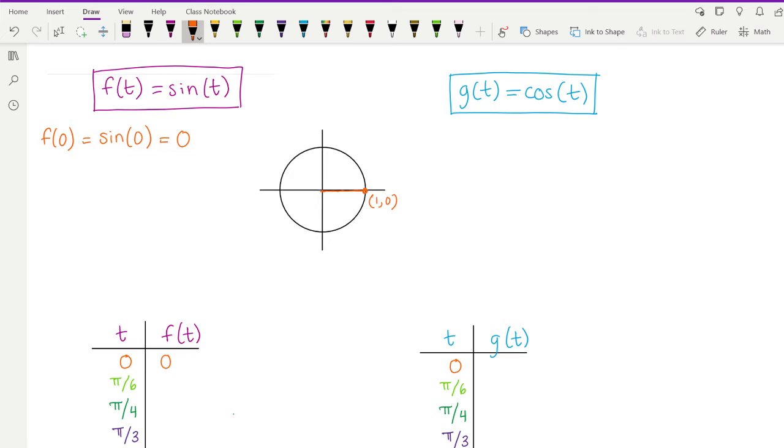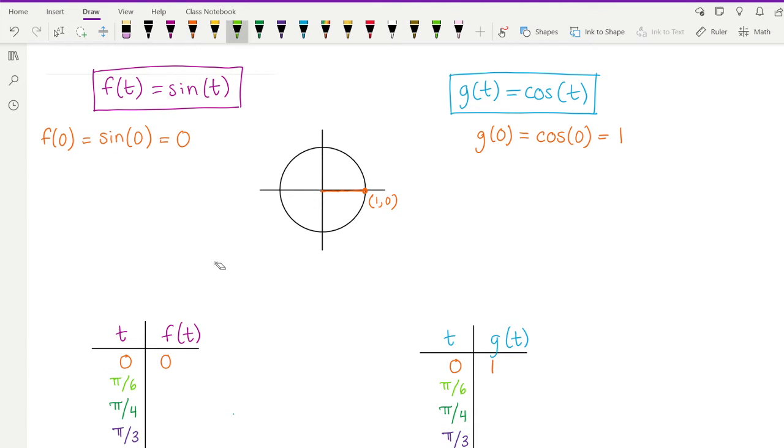On the other hand, for cosine, if we want to evaluate g of 0, we know that that corresponds to the x coordinate on the unit circle. So g of 0 would mean cosine of 0, and that is equal to 1. So we've already now established a point that must lie on the graph of sine and a point that must lie on the graph of cosine.